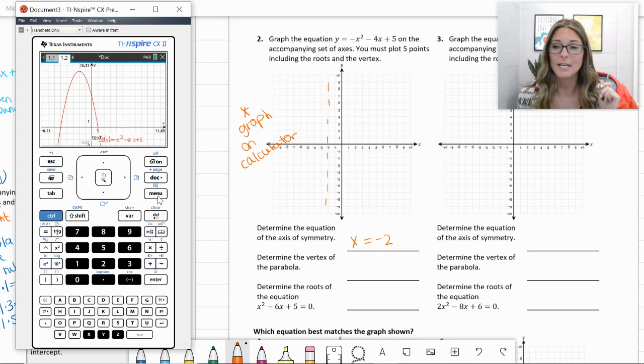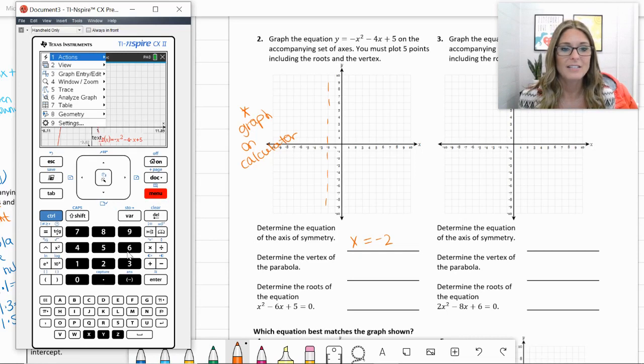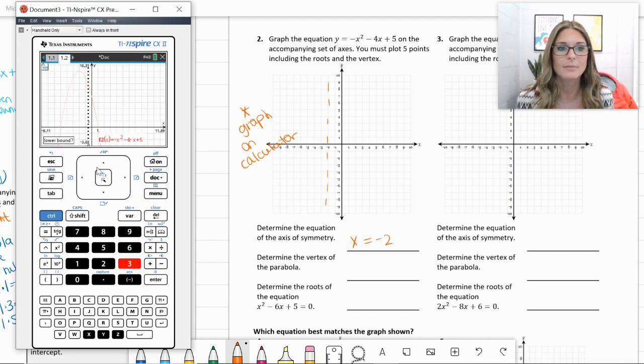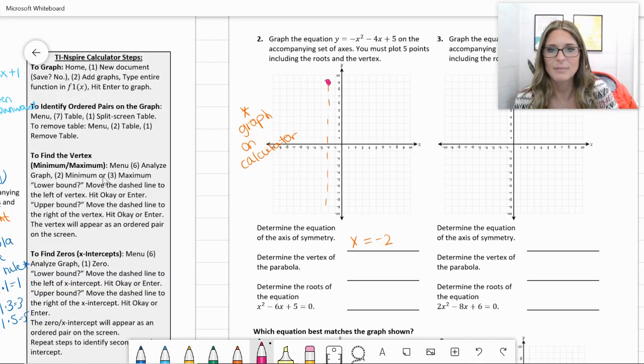All right, what about that vertex? So I'm going to walk through the steps. I know I can probably count my grid lines right here, but I might miscount it. So let's do menu, analyze graph. This is going to be a maximum. This is a height. So I'm going to do 3 to identify the maximum. I'm going to slide over to the left side and hit center OK. Slide over to the right side, hit that center OK. It's identified it as -2, 9. Adding that to my notes here, -2, 9 is our vertex.